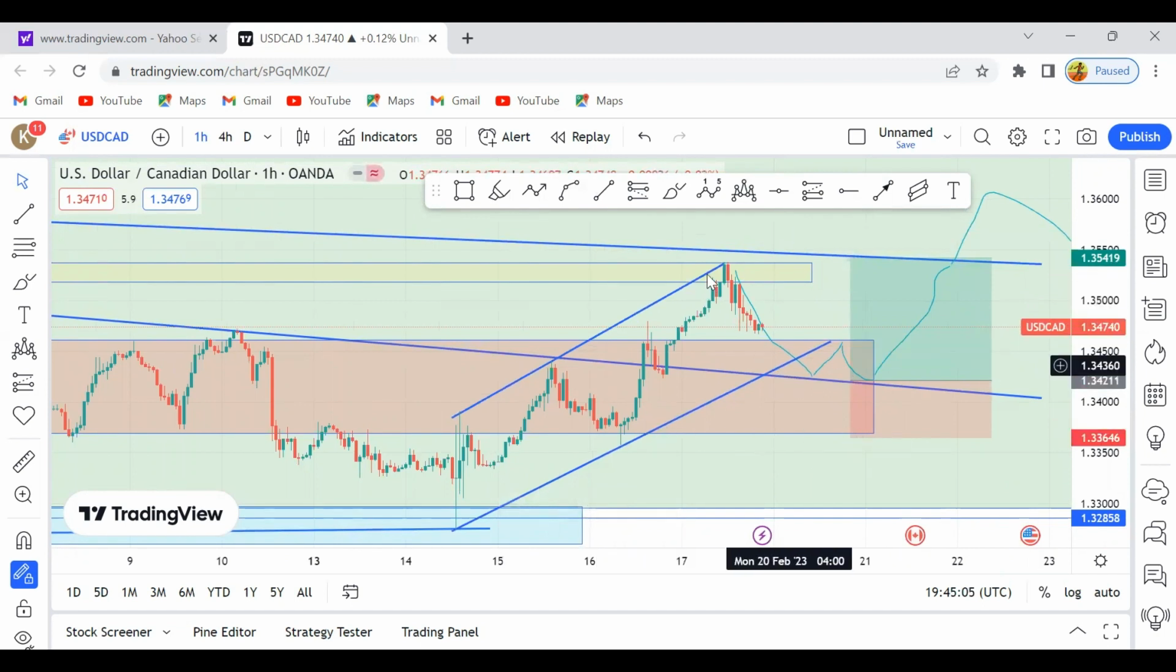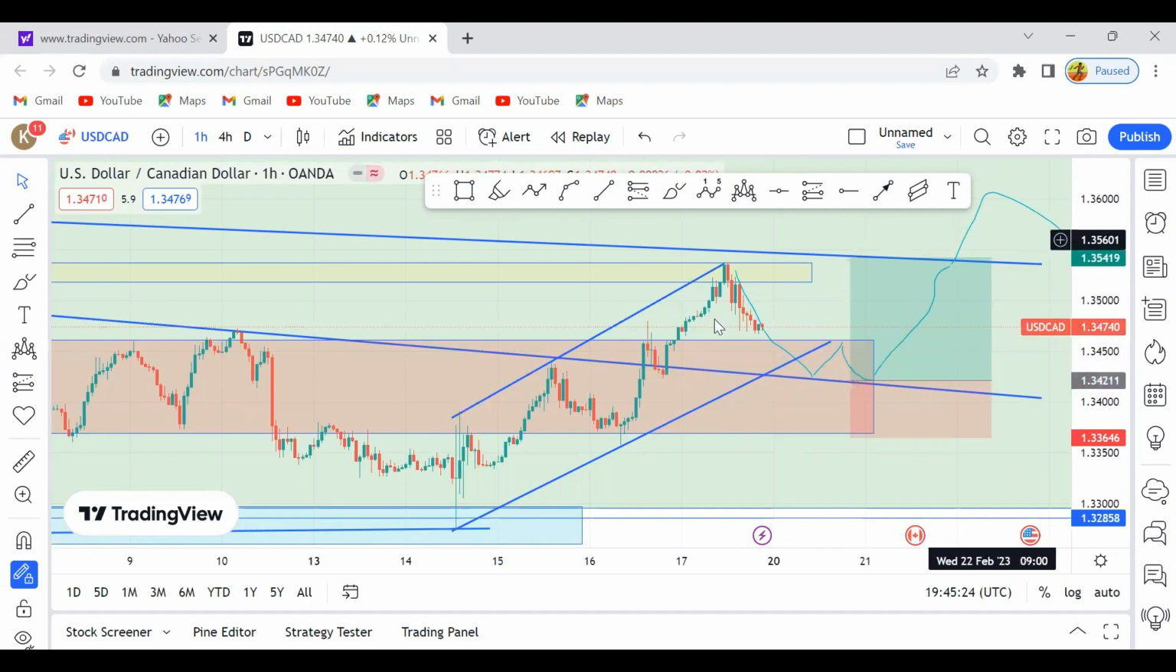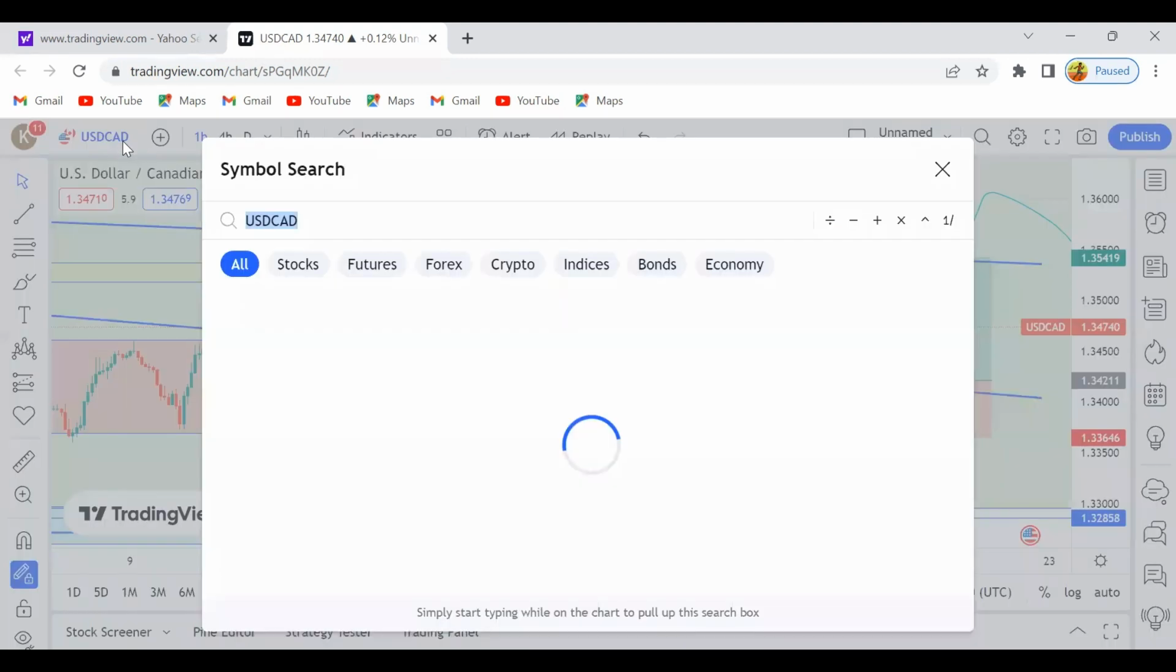As I've said, it will come to this point here, reverse at this point and come back before continuing to the upside. And as you can see, this channel here, it will break this channel, retest its own channel which it just broke, come back and test this level before continuing to the upside. This is how we approach the market. Now let's go to NAS100.